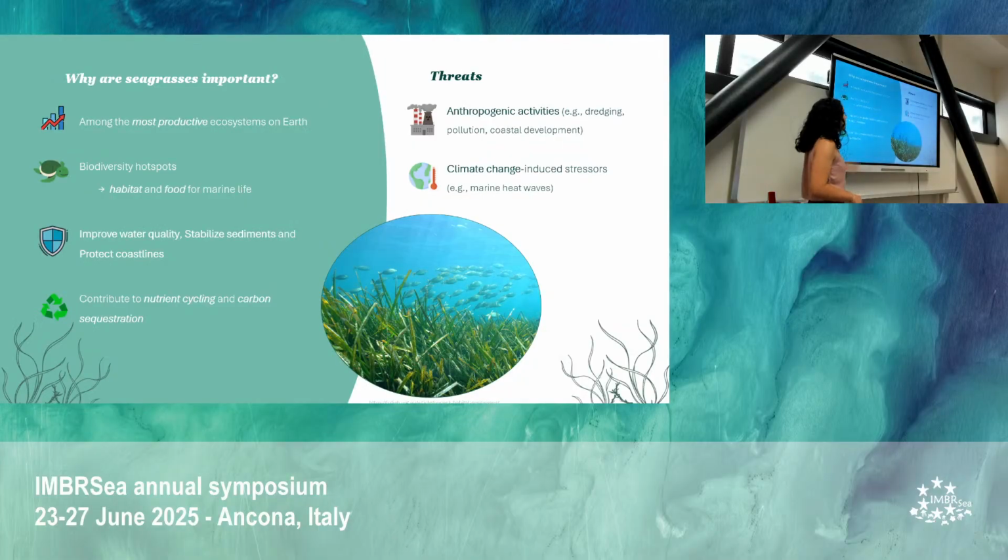Why are they important? Seagrasses are marine plants, and they are among the most productive ecosystems on the earth. They provide habitat and food for marine life. They also improve water quality, stabilize sediments, and protect coastlines. And they also contribute to nutrient cycling and carbon sequestration. However, they're facing many threats, such as anthropogenic activities, pollution or coastal development, but also climate change stressors, such as marine heat waves. And therefore, they're globally declining.